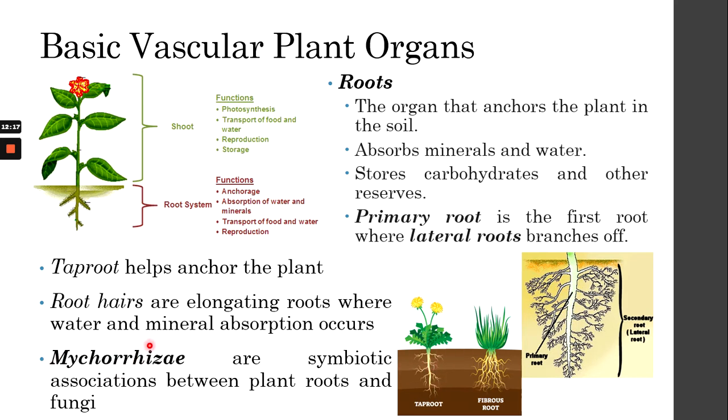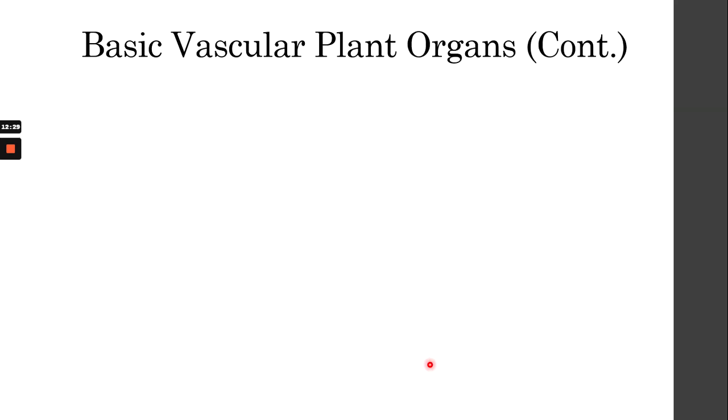So it's something that I want you guys to remember. Mycorrhizae, again, is a symbiotic relationship or association between the plant roots and the fungi found in the soil. Next, let's go on to the second organ of the plant, which we call the stem.